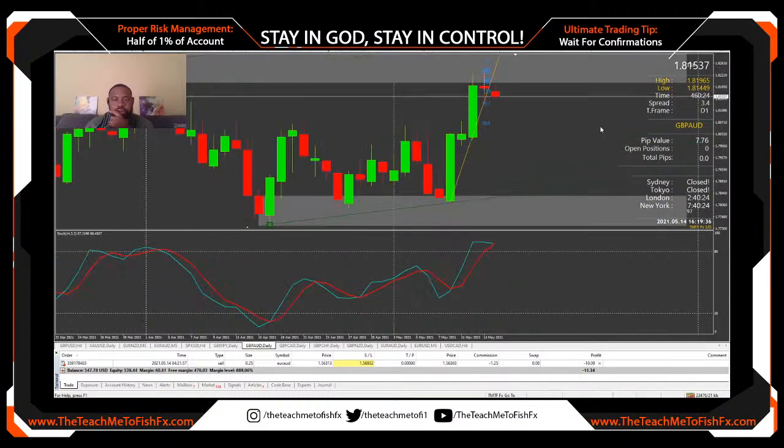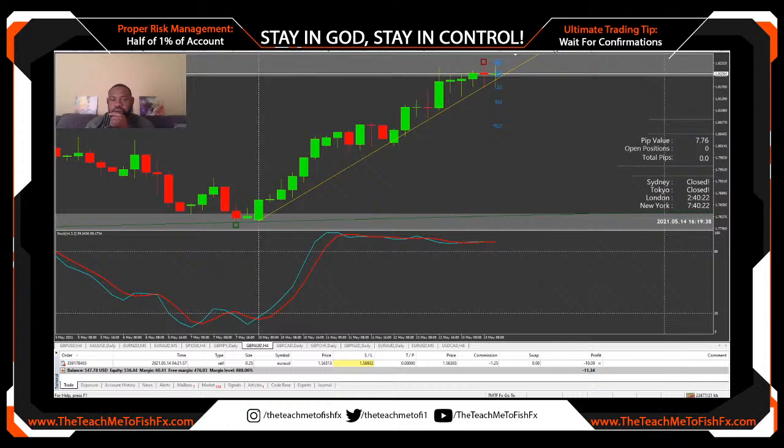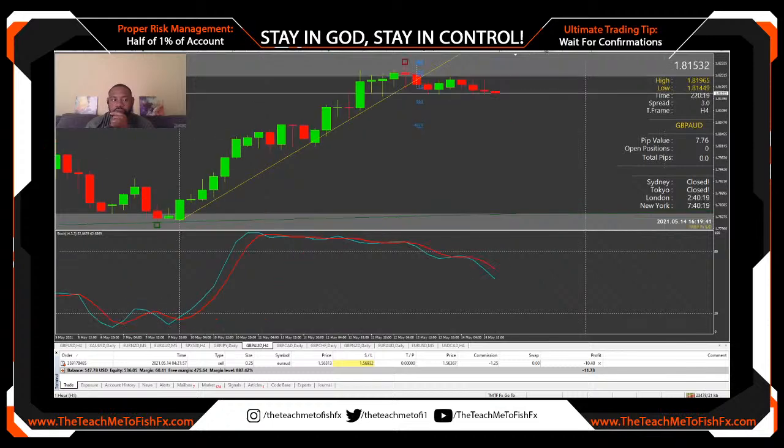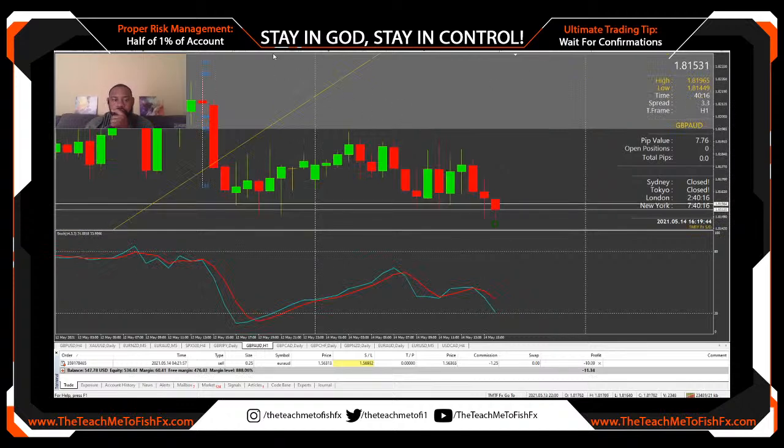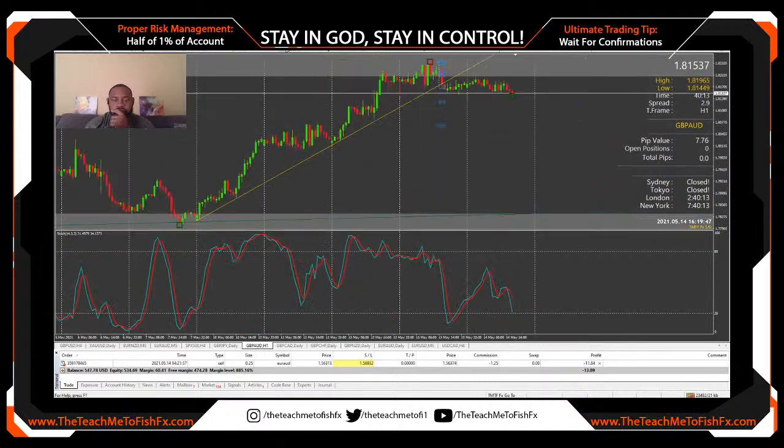This is nice coming off of this daily pound rod. Yeah, all of these odd pairs, these trailing odd pairs are kind of just consolidating right here.